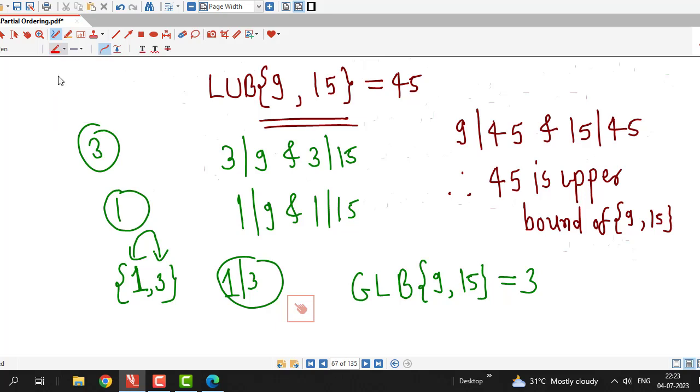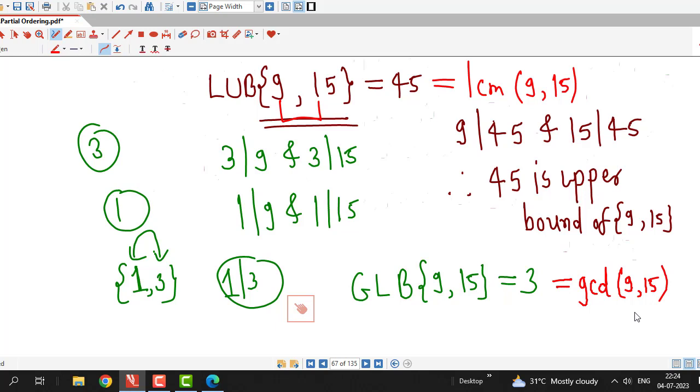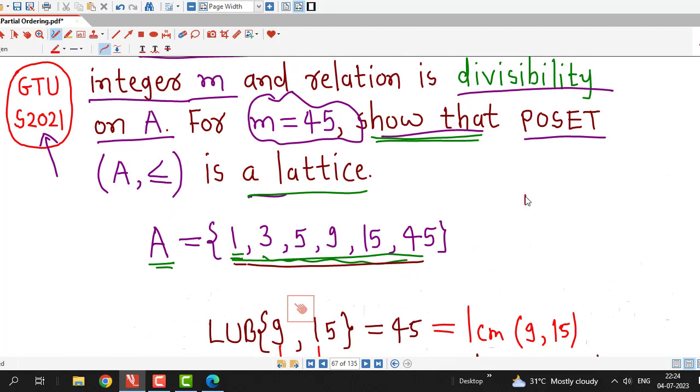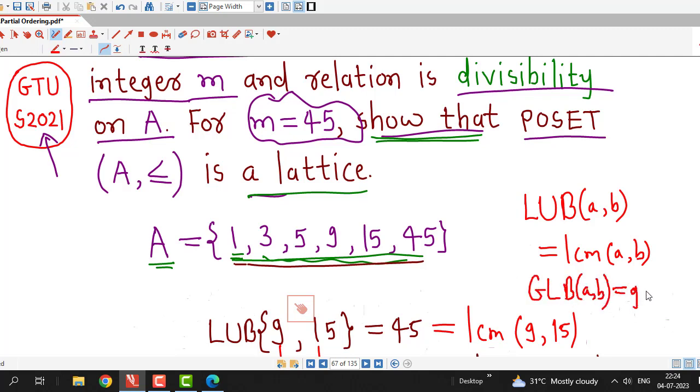Now here also you can see the pattern. This 45 is nothing but the least common multiple of these two, 9 and 15, and this 3 is the greatest common divisor of 9 and 15. There are only two divisors, 1 and 3, and the greatest common divisor is 3. So this is true for all possible pairs. Therefore we can decide the least upper bound of any two elements by taking their least common multiple, and the greatest lower bound of any two elements A and B becomes their greatest common divisor.